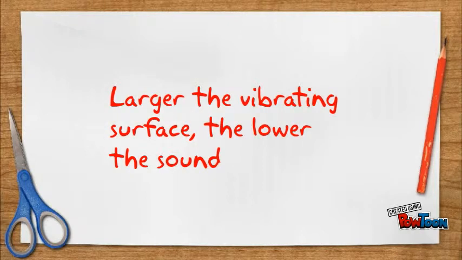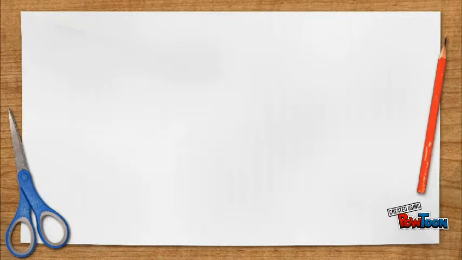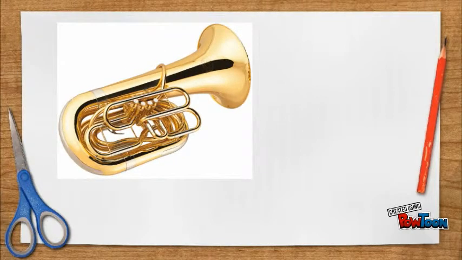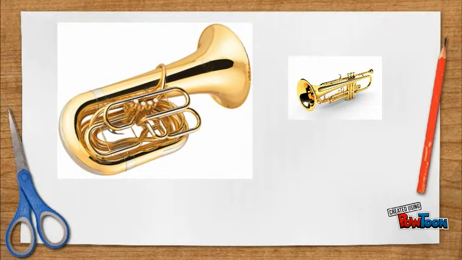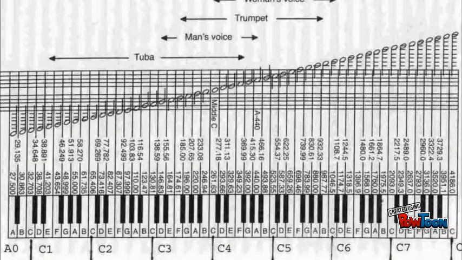One of the most basic rules about acoustics is, the larger the vibrating surface, the lower the sound. So, because this tuba is so much bigger than this trumpet, it sounds much lower. How much lower, you ask? A B-flat trumpet's lowest note is a G3, which looks like this. The tuba's lowest note is a D1, which looks like this.